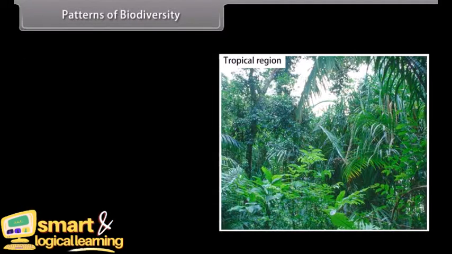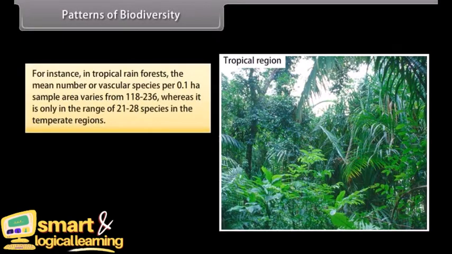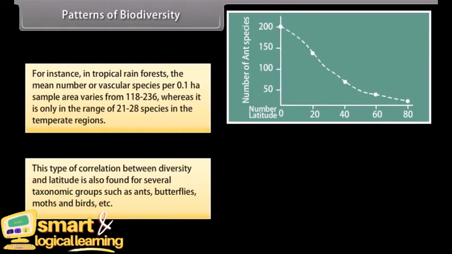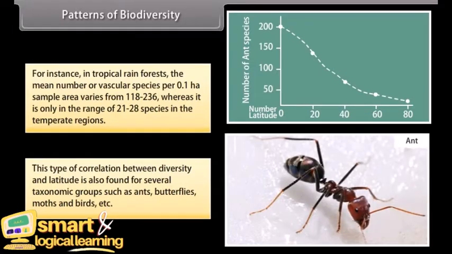For instance, in tropical rainforests, the mean number of vascular species per 0.1 ha sample area varies from 118 to 236, whereas it is only in the range of 21 to 28 species in the temperate regions. This type of correlation between diversity and latitude is also found for several taxonomic groups such as ants, butterflies, moths, and birds, etc.